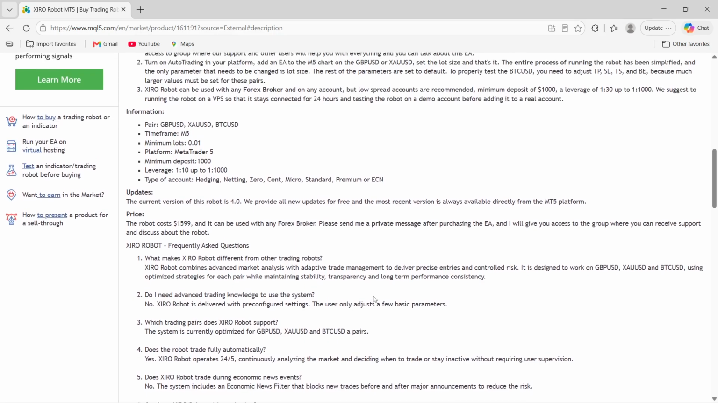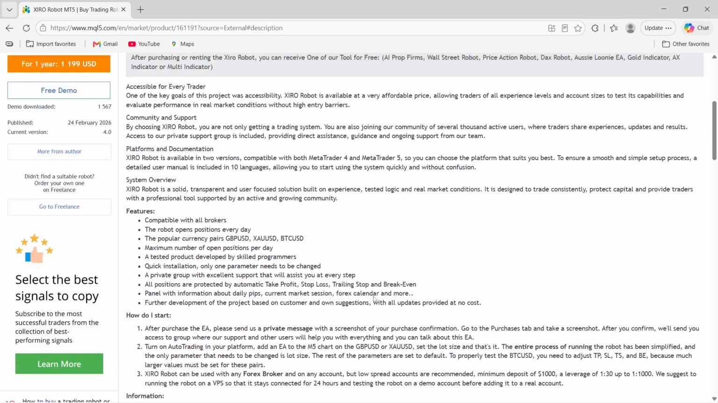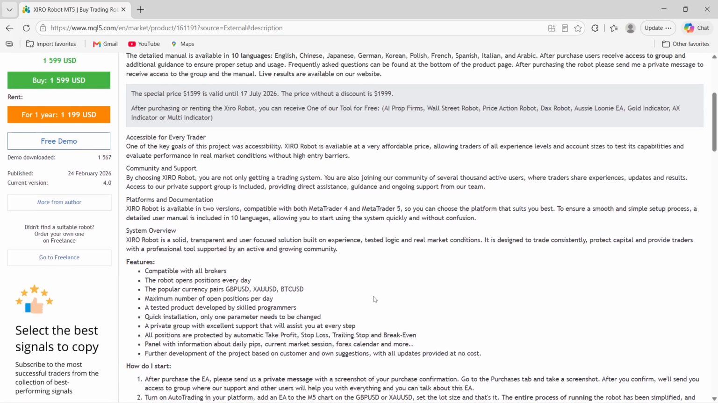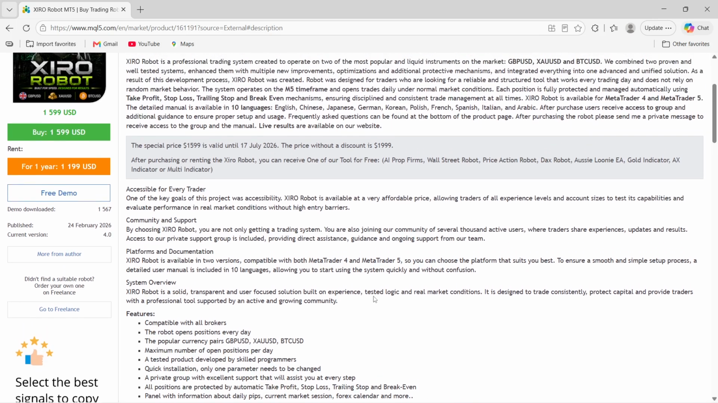Overall, XIRO Robot presents a structured, multi-instrument approach with controlled risk features in a tested period. It has potential for traders who value daily operation and automatic management, but thorough demo testing and realistic expectations are essential. Always trade with money you can afford to lose.